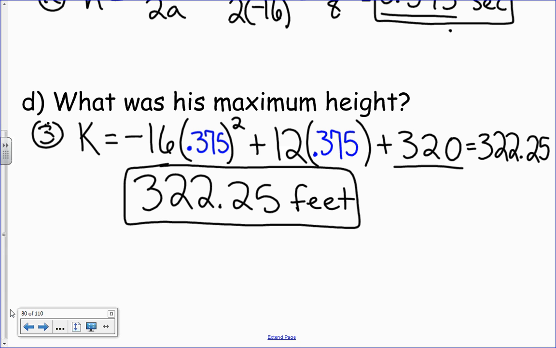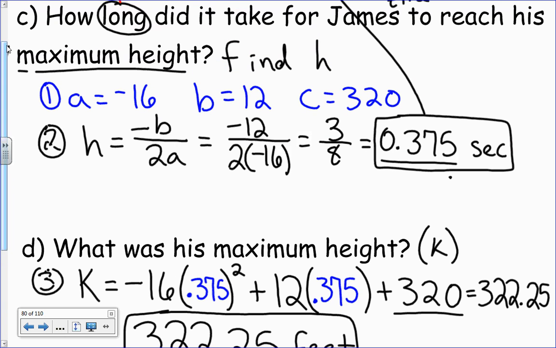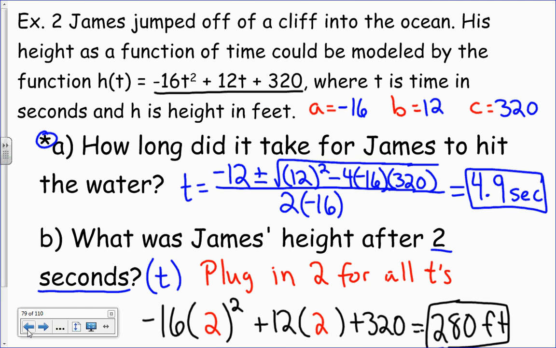So the big thing here is make sure you know what it's asking. If it's asking for the maximum height, it wants you to find k. If it's asking you how long it took to get to the maximum height, it's asking you to find h. If it wants to know where it landed, where it hit the water, use the quadratic formula and solve the equation. It wants the x-intercept. If it wants the height after a certain amount of time, plug that number in for your letter and solve. Got any questions? Make sure you come see me.